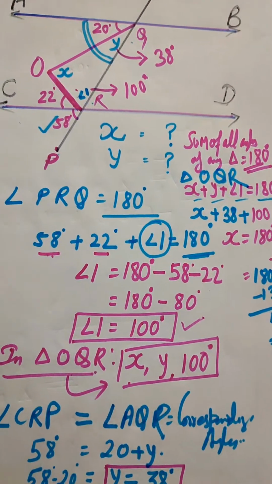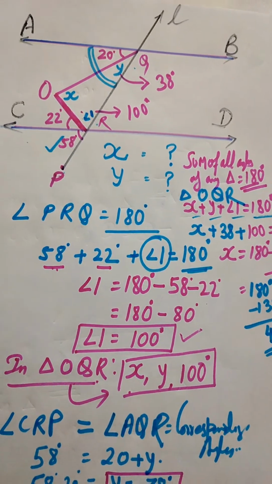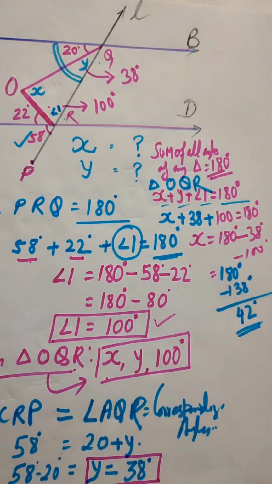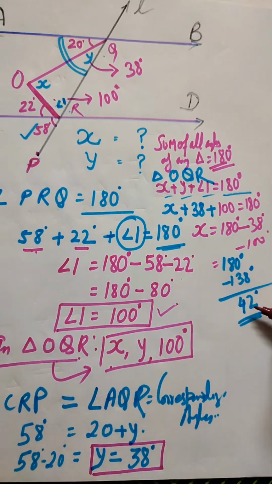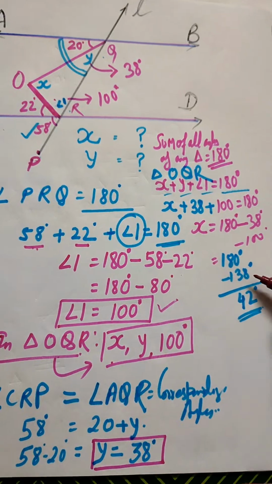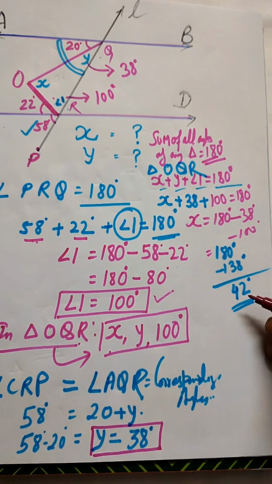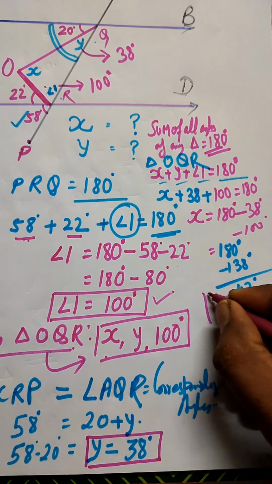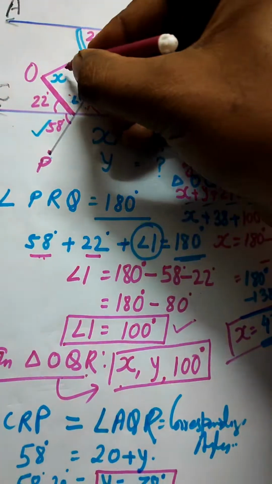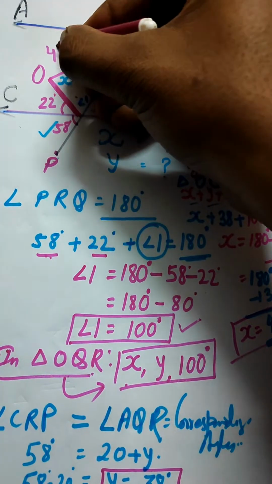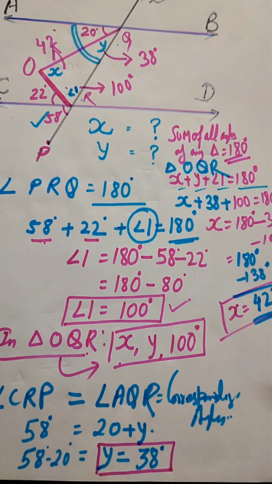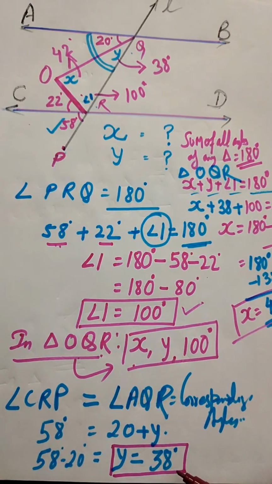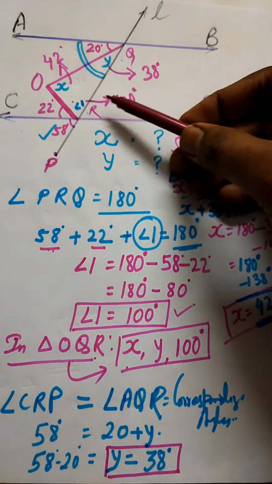We can see it's a very easy question and we have solved it now. In this way the values are known to us: 42 is the value of x, the value of y we have calculated as 38, and angle 1 is already known to us.